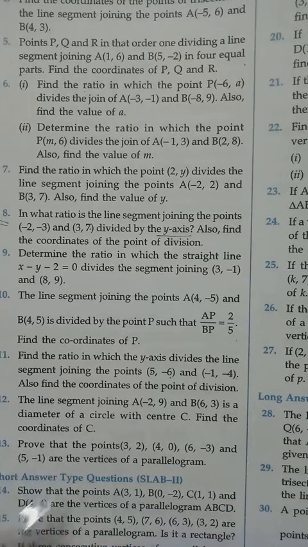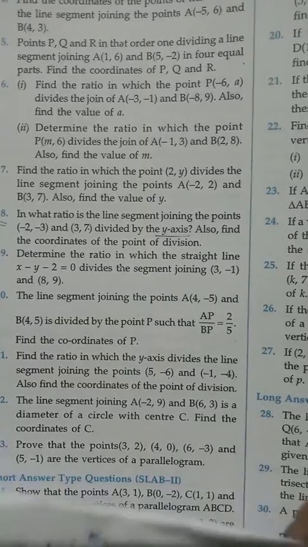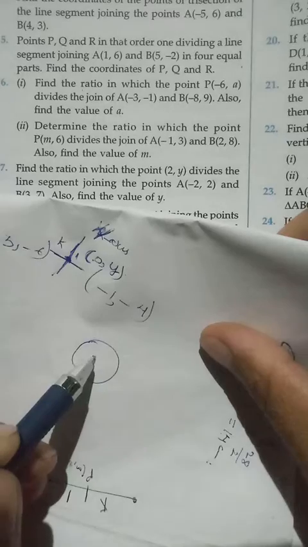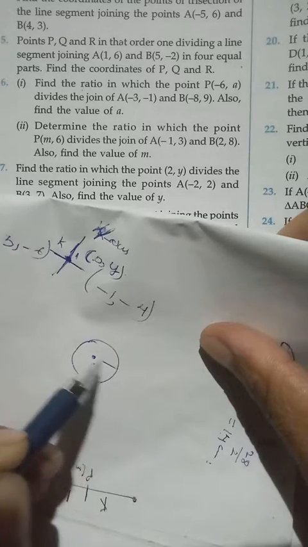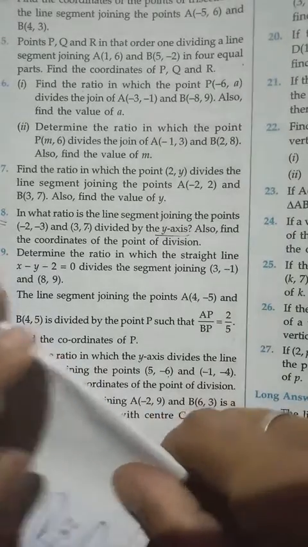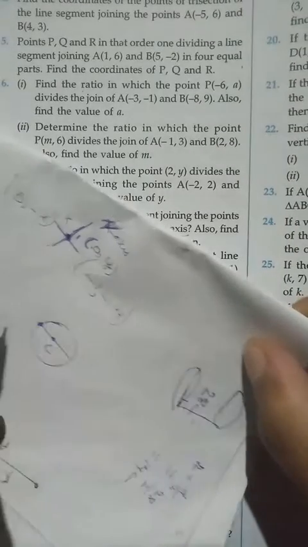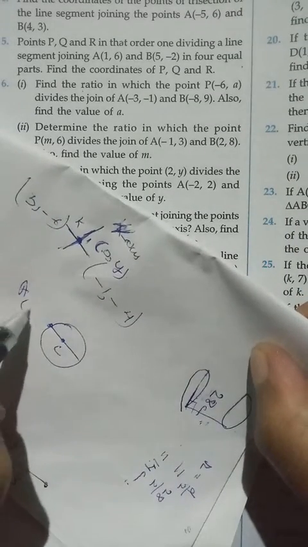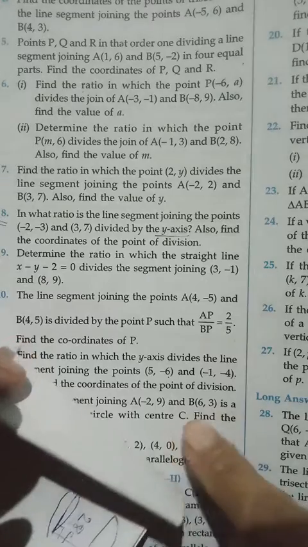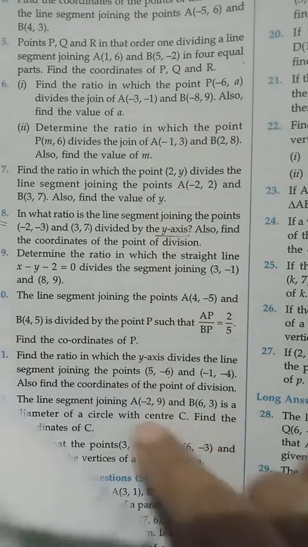We have the line segment joining A and B as a diameter. So there is a circle. We have center C. Then we have point A, minus 2, 9. Then we have point B, which is 6, 3.